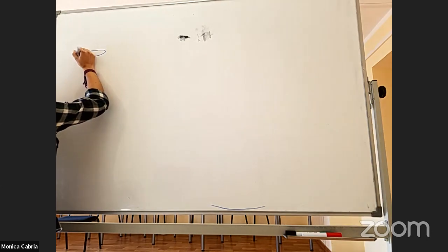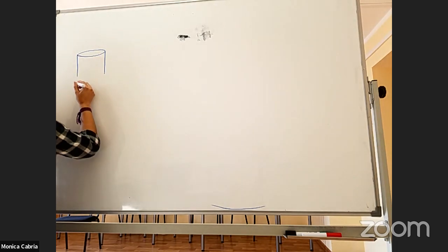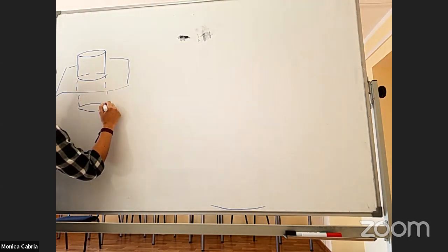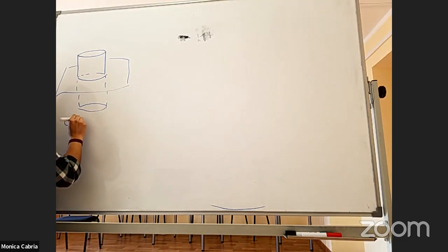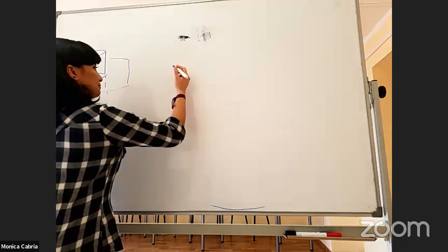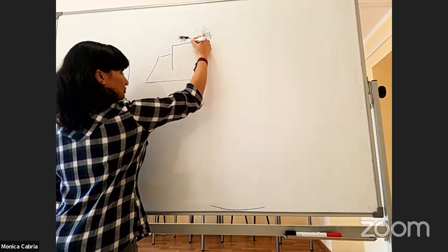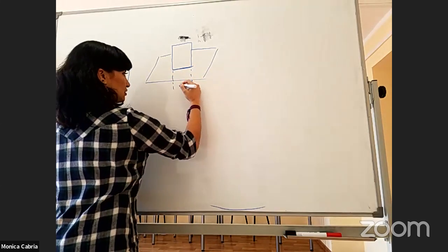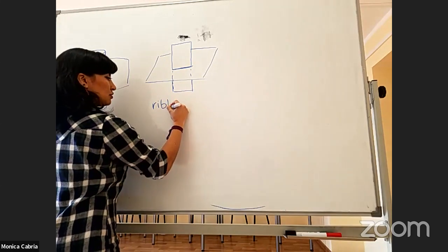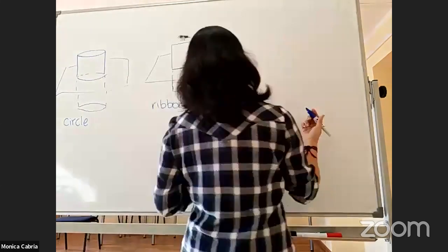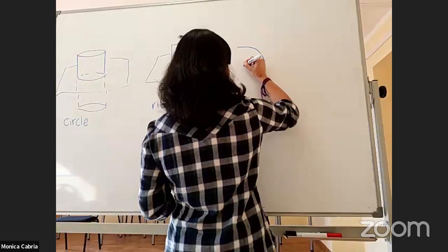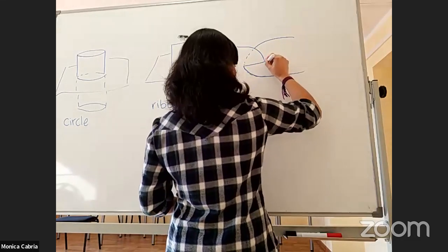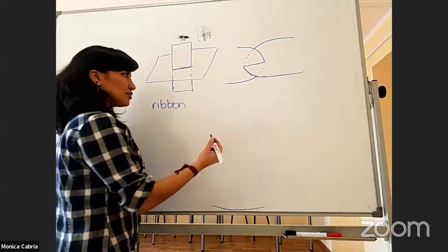let's say here, a circle. This intersection, which is just a segment, we're going to call a ribbon. And we're also going to have a third type of intersection, which looks like this. This is called a clasp.